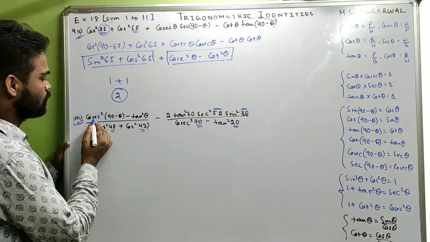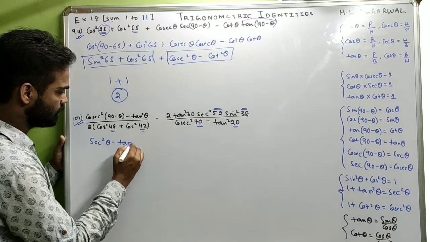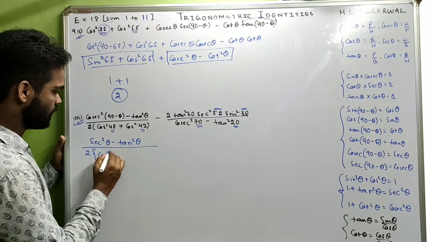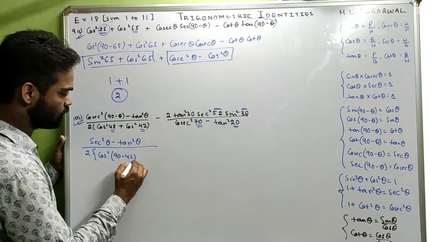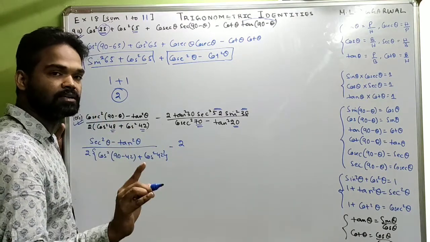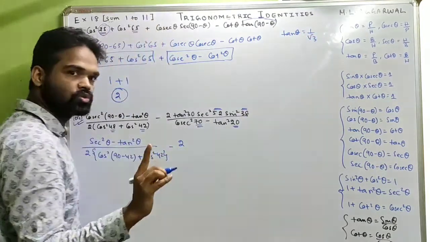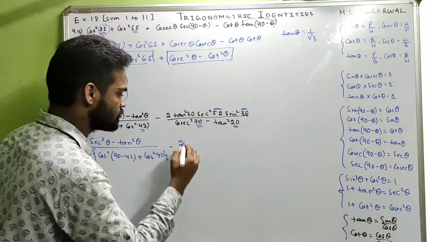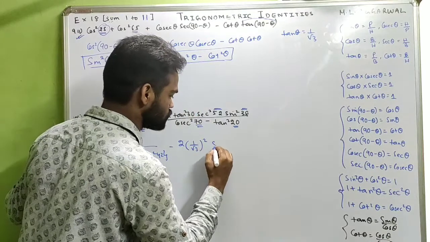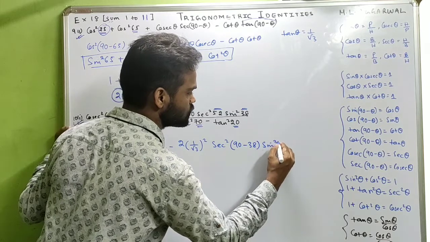Just look over here. Cosec 90 minus theta is sec. So this becomes sec square theta minus tan square theta. Similarly, in the denominator, this is cos square 48. I can write 90 minus 42 plus cos square 42 as it is, 2. Now tan 30, we know the value is 1 by root 3. We have done it in class 9. So this is 1 by root 3 whole square. This is sec square 52, so I can write sec square 90 minus 38. And this is sin square 38.